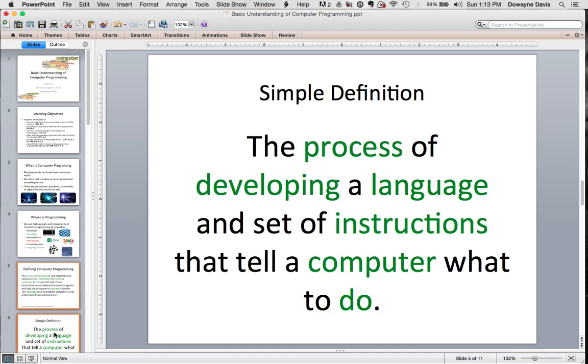But here's a simple definition. I took that major definition, and I broke it down to a smaller definition, one that's easier to understand. Computer programming is the process of developing a language and set of instructions that tell a computer what to do. And so I want you to focus on process, developing, language, instruction, computer, and do.